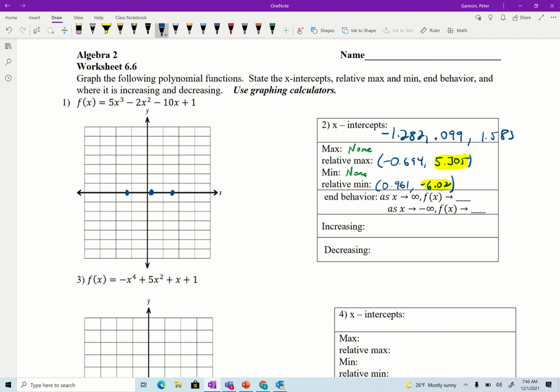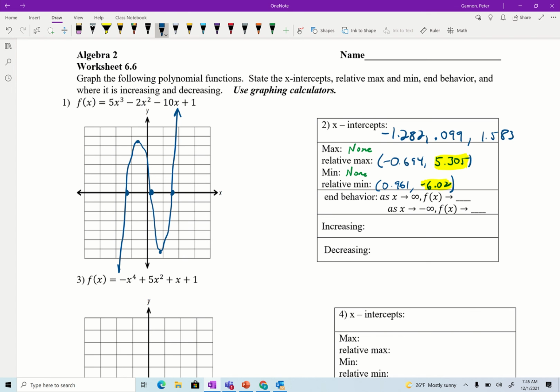All right. We had a maximum at negative 0.694, 5.305. So when I go over left, a little more than a half. I'm going to go up 1, 2, 3, 4, 5, a little bit more than 5. And then we had this minimum, relative minimum, at 0.961, so almost 1, and then down a little more than 6. So 1, 2, 3, 4, 5, 6, just a little bit more. So I'm just sketching the graph based on what the calculator showed us. And what's going to happen is the graph's going to go down, right? It comes down through here, touches down here, and then it turns back up around.